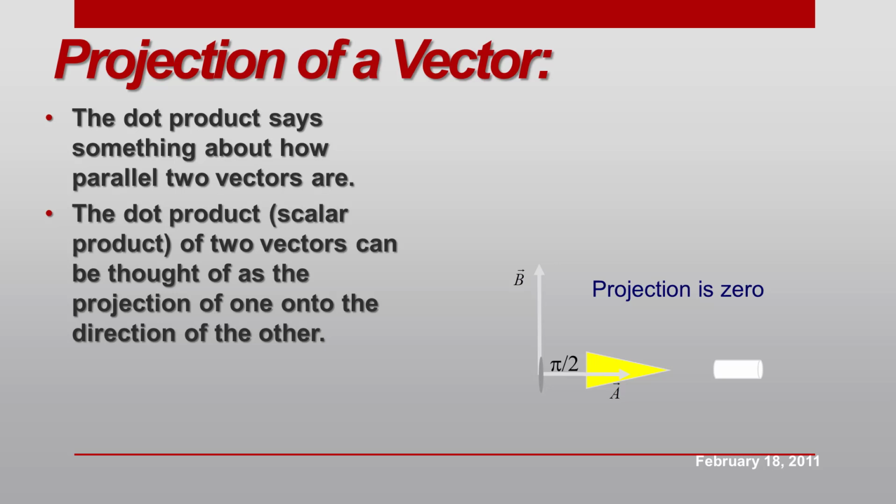Same is the case here. If two vectors are perpendicular to each other, then the projection of one vector on the other will be 0 and the dot product will be 0. So it tells us how parallel two vectors are. If two vectors are parallel, the dot product will have a bigger result. If they are perpendicular to each other, the dot product will be 0.